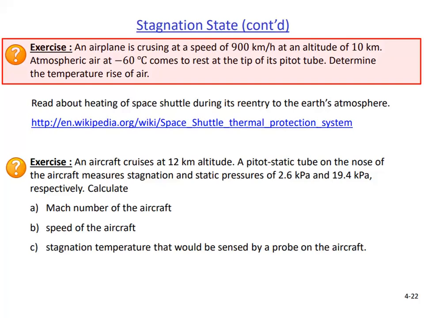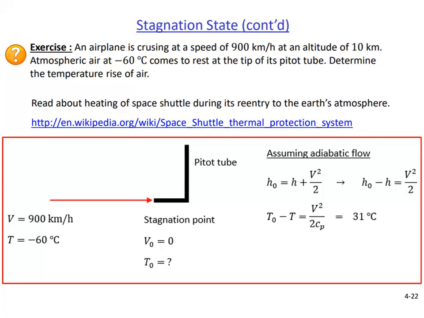The first exercise of this slide is about the calculation of the temperature rise at the tip of the Pitot tube of an airplane, which travels at 900 km per hour. Here is the schematic and the solution of this problem. According to a passenger on the aircraft, the Pitot tube is static and an upstream flow is approaching it at a speed of 900 km per hour. The tip of the Pitot tube is a stagnation point and the velocity there is 0. We are asked to calculate the temperature at this point.